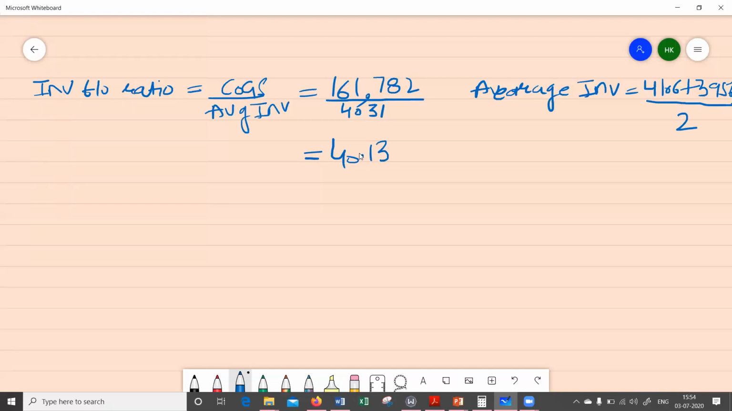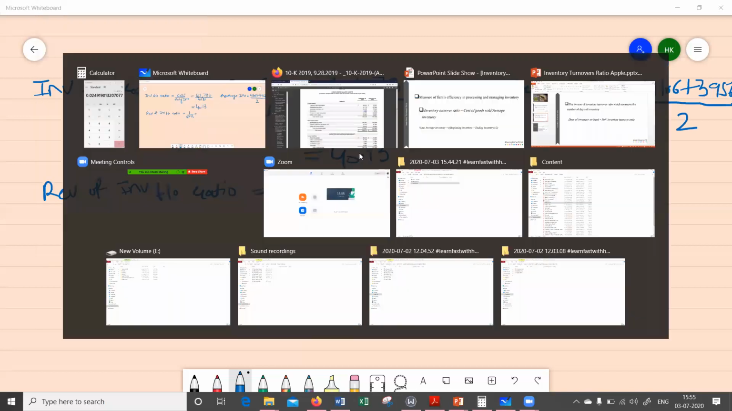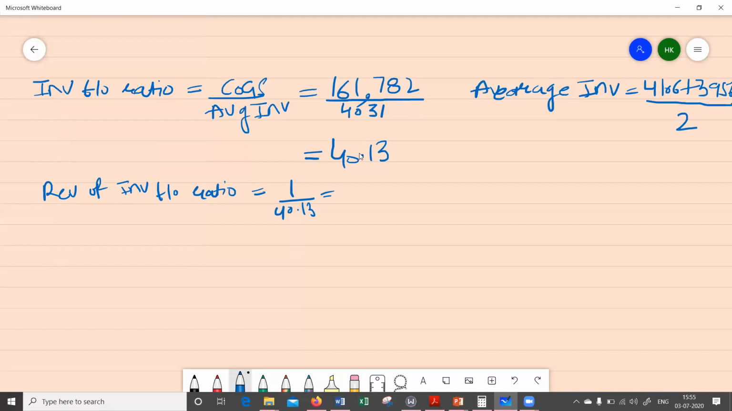So 40.13, and in order to find out what it means, let's do the reverse of the inventory turnover ratio, which is 1 by 40.13, or 0.024.